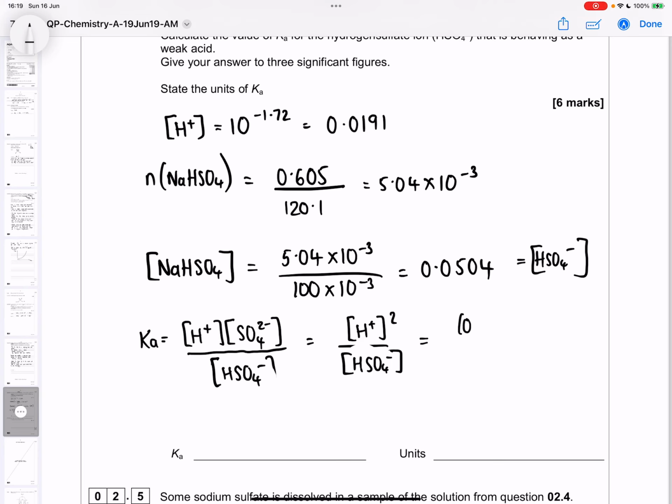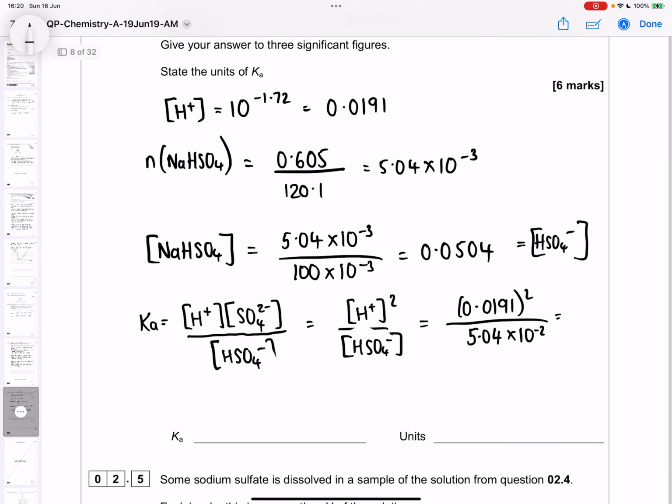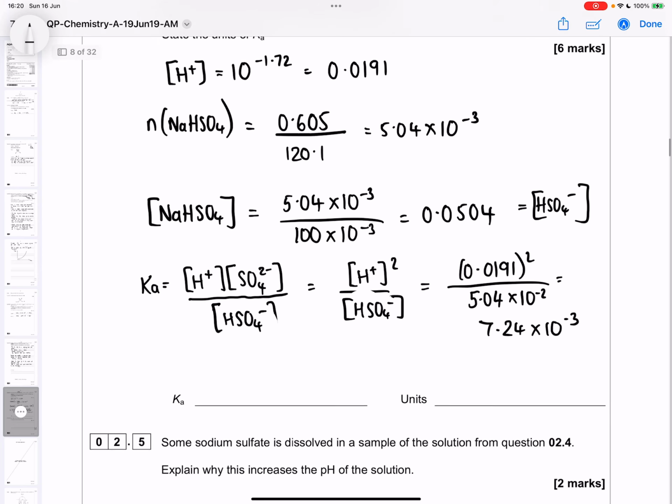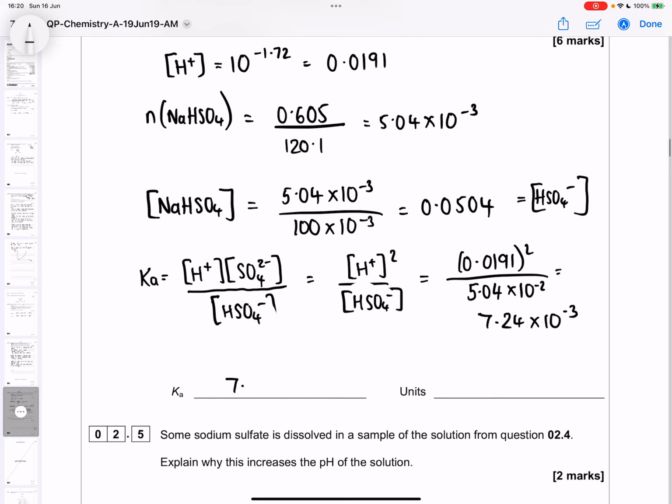So 0.0191 squared over 5.04 times 10 to the minus 2, or 0.0504. And that's giving me 7.24 times 10 to the minus 3. Okay, so I'm going to put that on my answer line. I think if you keep all the numbers in your calculator, you might get a slightly different answer.